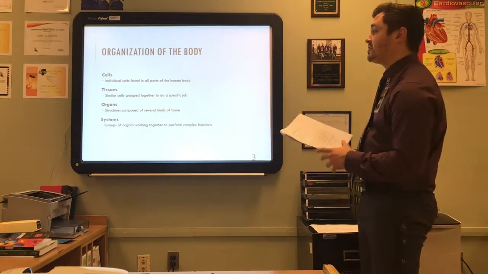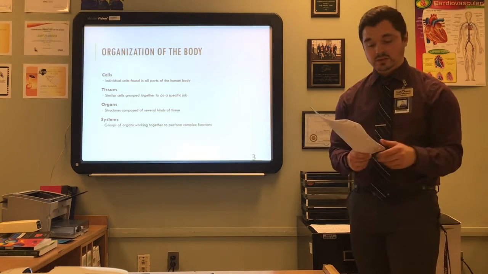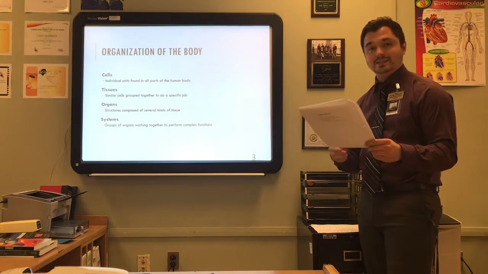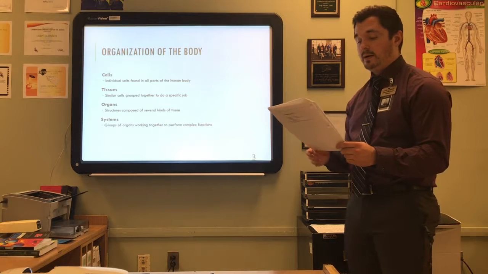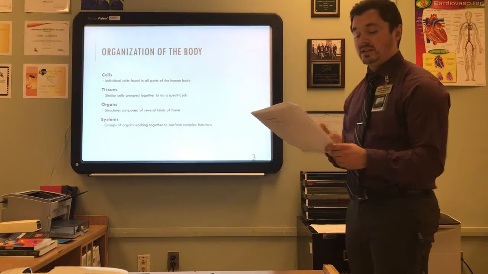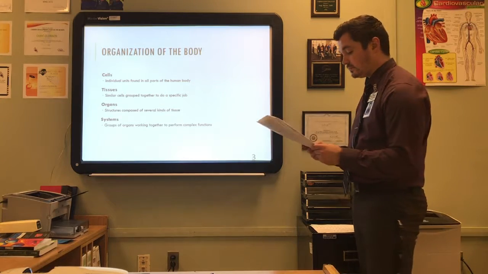Organs are structures composed of several different types of tissues. Okay? Organs located in the abdomen are the liver, the stomach, the intestines, the pancreas, the spleen, the gallbladder. It could also include the mouth, the esophagus, the stomach, and the intestines.